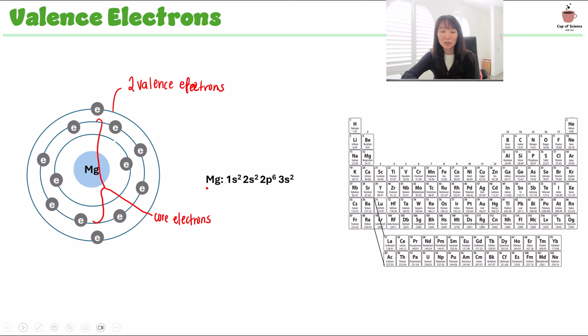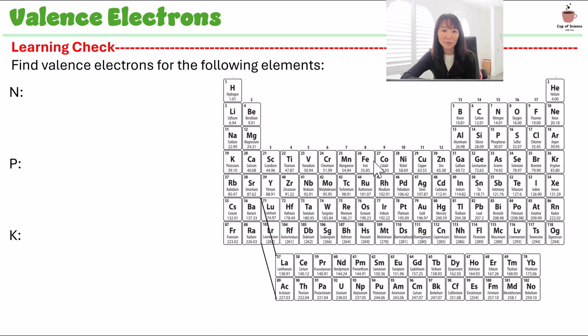Let's look at the electron configuration. It really corresponds to the 2 valence electrons. The highest energy level here is 3s2. So there are 2 valence electrons. Let's look at the columns of the periodic table. 1, 2. Magnesium is located on the second column. So therefore, 2 valence electrons. They all correspond. Let's do a learning check.